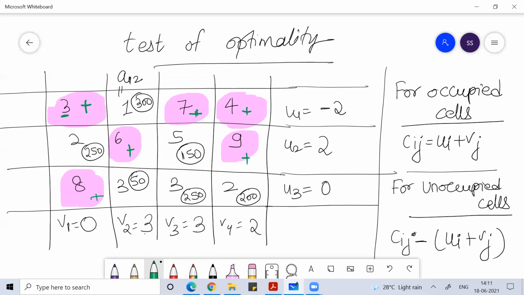Means the solution you get, guys, is the optimal solution. You see that for the unoccupied cell, use this formula Cij minus (Ui plus Vj). If you see, guys, for the unoccupied cells you are getting positive values. So if you're getting positive values, it means your allocation is optimal.